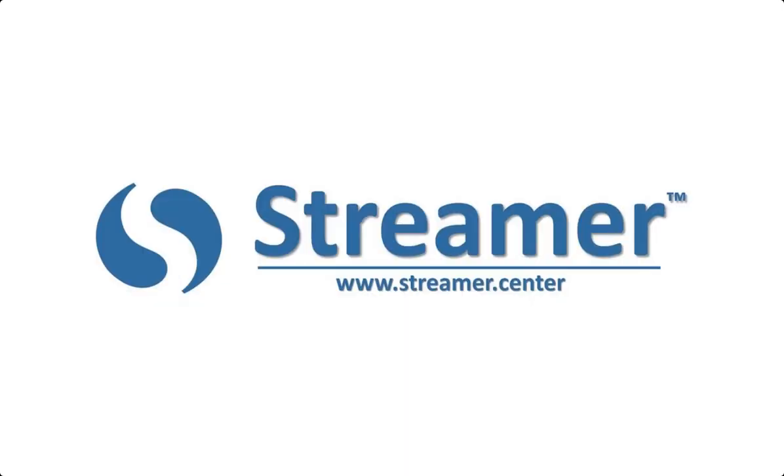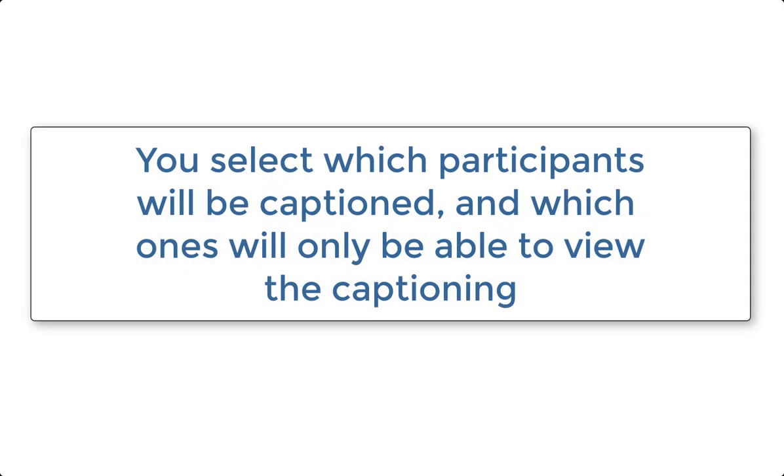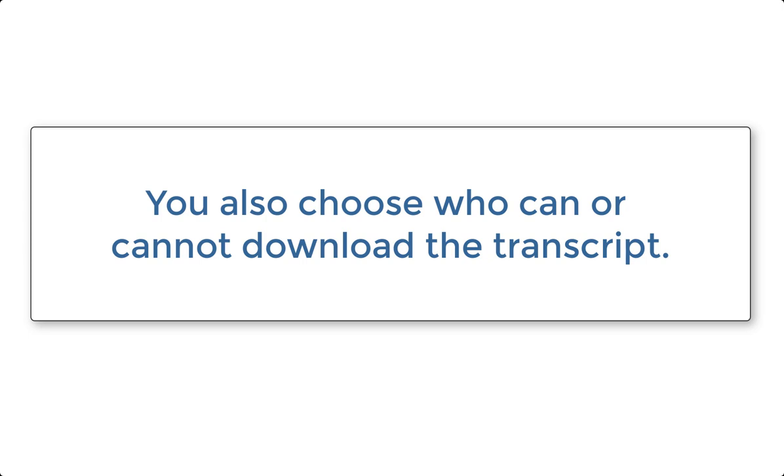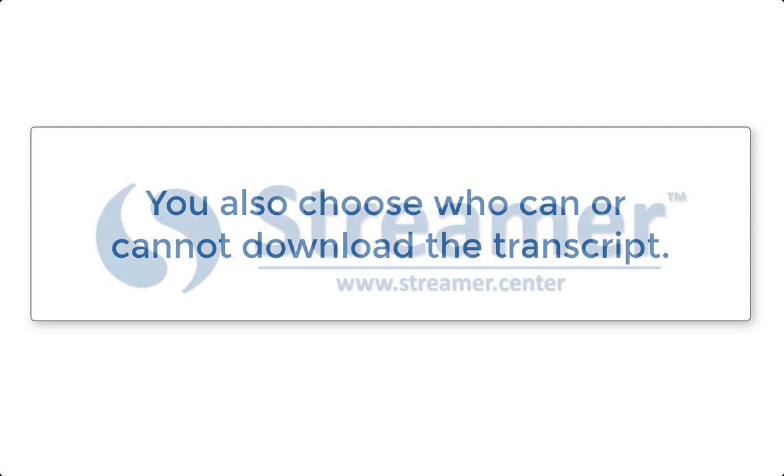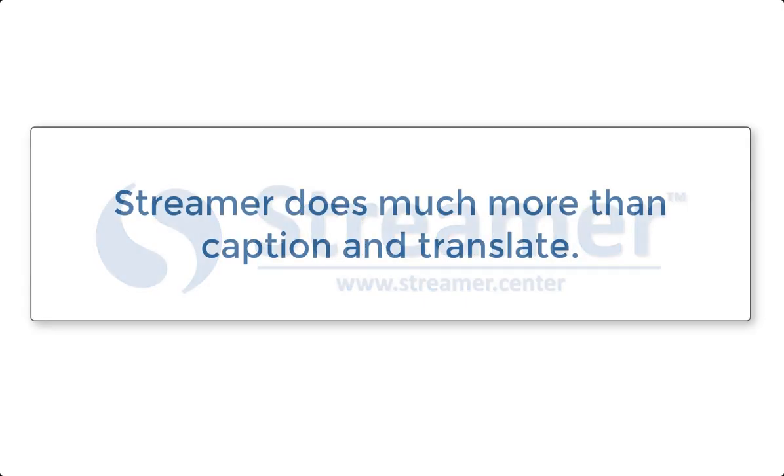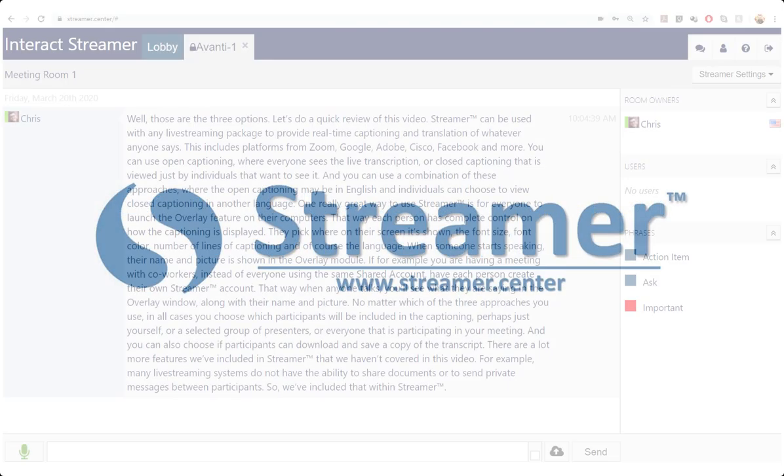That way when anyone talks, you'll see what they are saying in the overlay window, along with their name and picture. No matter which of the three approaches you use, in all cases, you choose which participants will be included in the captioning. Perhaps just yourself, or a selected group of presenters, or everyone that is participating in your meeting. And you can also choose if participants can download and save a copy of the transcript. There are a lot more features we've included in Streamer that we have not covered in this video. For example, many live streaming systems do not have the ability to share documents or to send private messages between participants. So, we've included that within Streamer.